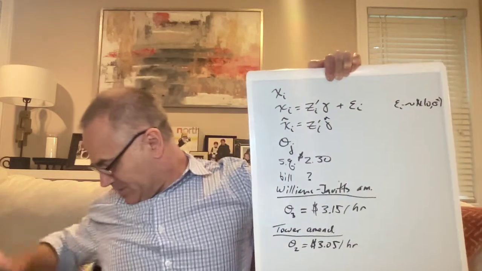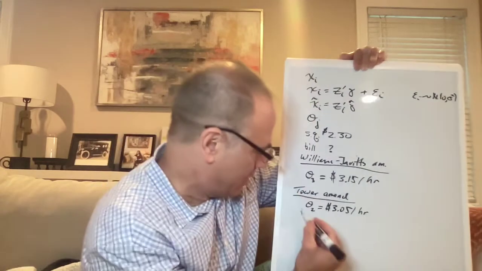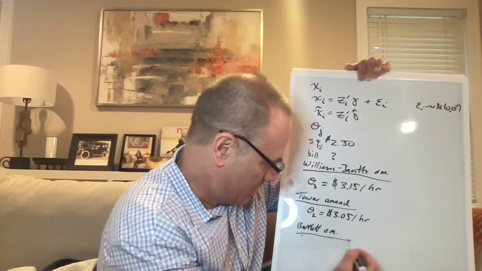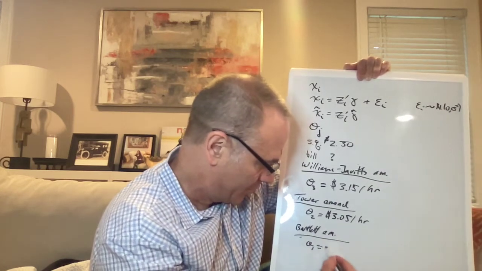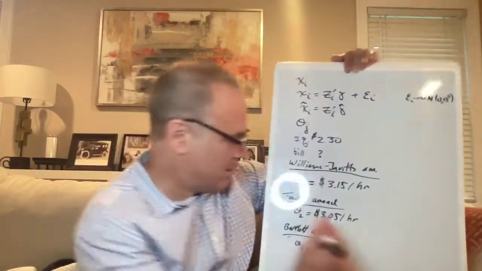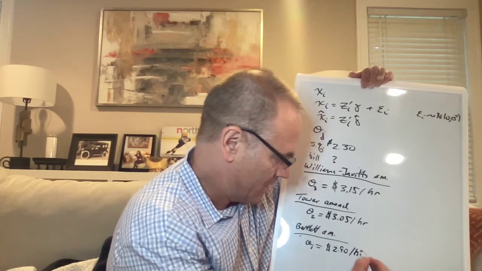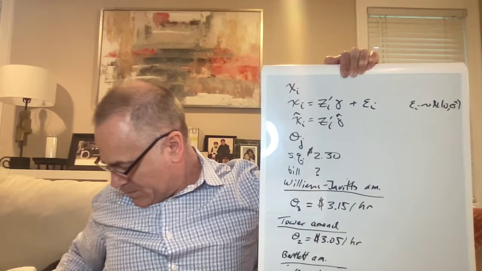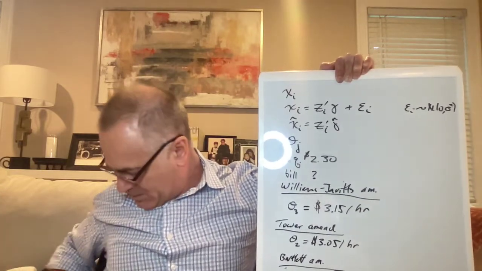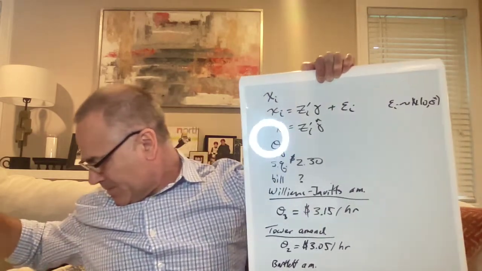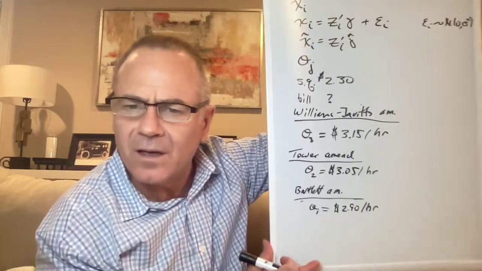Theta 2, that much. And then there's the Bartlett Amendment, and this was what Krehbiel and Rivers labeled Theta 1, and that was $2.90 an hour. Okay, there's where we are. These are definitions: Theta 1, Theta 2, Theta 3.